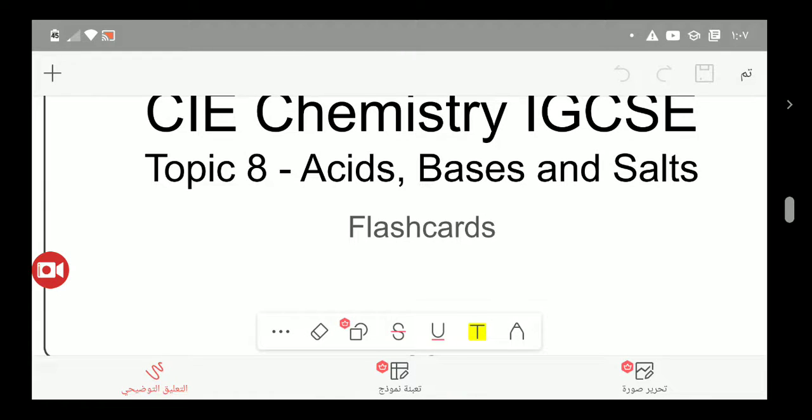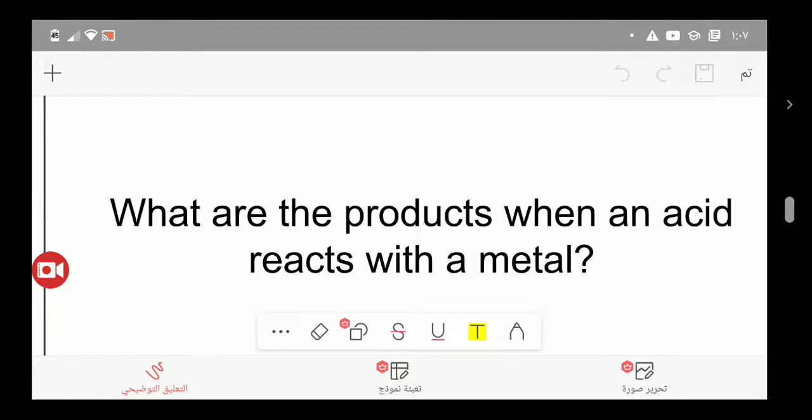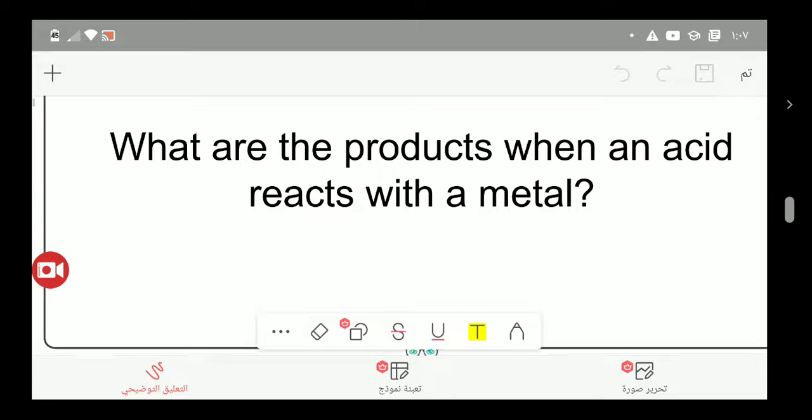Okay, inshallah today we'll make a quick revision about acids, bases and salts, which is a very important topic in our final exam. First question today is about what are the products when an acid reacts with a metal.